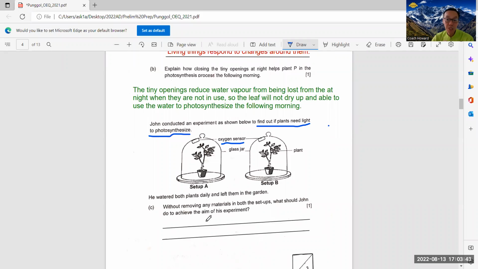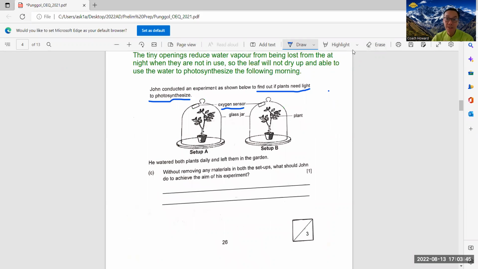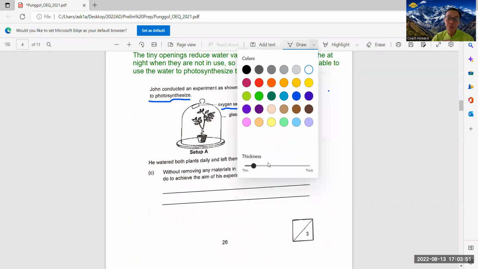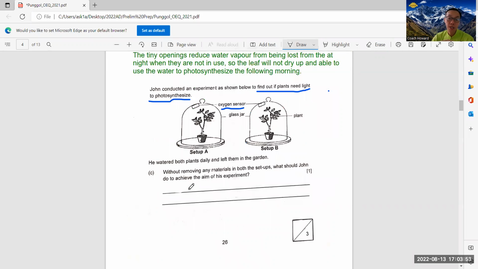there are a few ways to phrase this answer. You can say to put one of them in the dark room and one under sunlight. You need to specify. Don't say one, which one? Maybe you say setup A, so you name setup A, or you say setup B. I will share the answer to you shortly after erasing this line here.